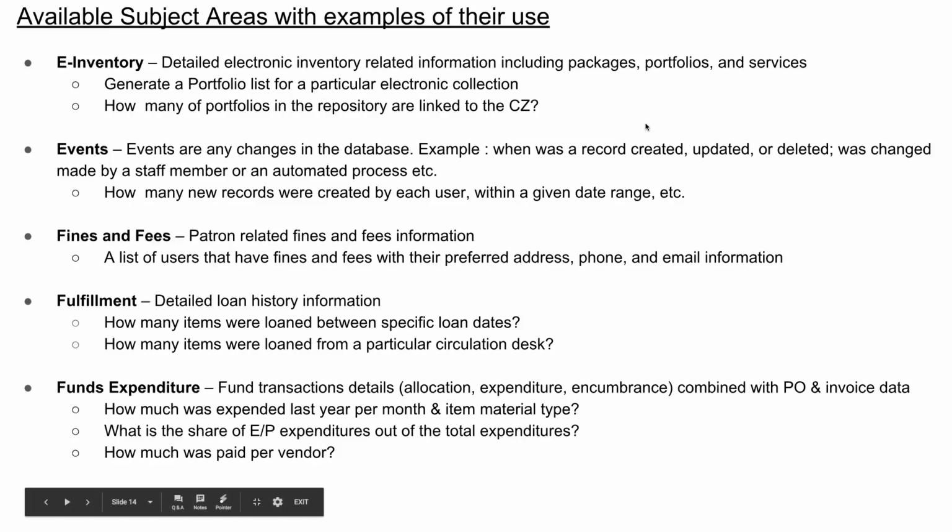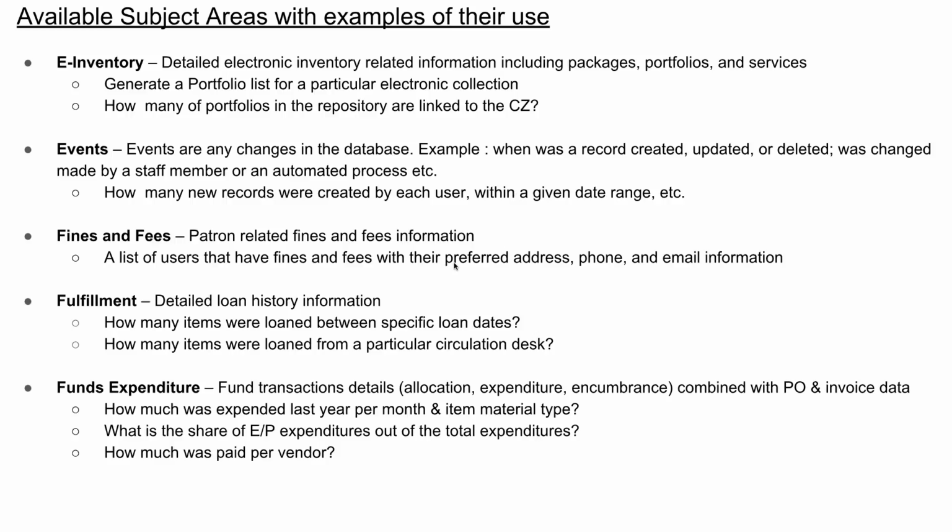Electronic inventory subject area is available to run stats on your e-resources, anything with a portfolio. An event is another one of these, probably more for administrators. Alma records an event whenever there's been a change to the database. So that subject area would tell you things like when was a bibliographic record edited or deleted, or what staff member has made what changes to what records over what period of time, that type of thing.